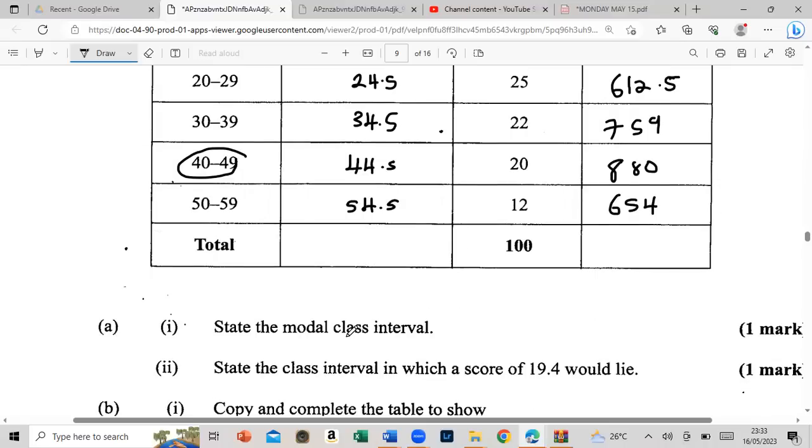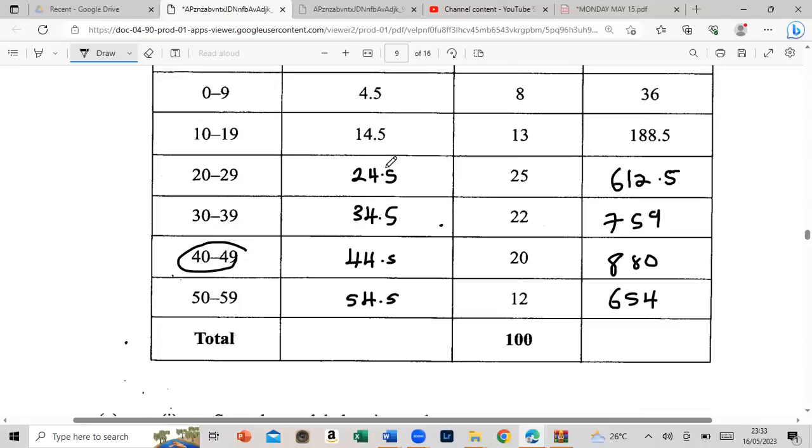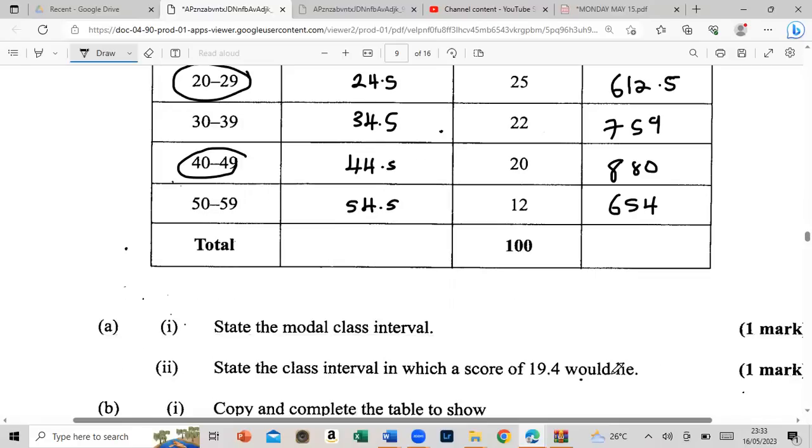And this says state the modal class interval. So the modal class interval would be the one with the highest frequency, we'll go up just to see. And that would be 20 to 29, since 25 is the highest number there. So that would be 20 to 29.